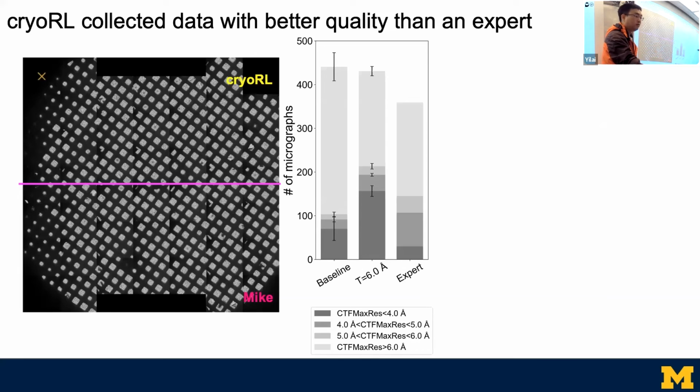we can see that cryo-RL performs much better than the expert and much better than the baseline. And the expert actually failed to identify the squares which contain CTF resolution below 4 angstroms. So it performs even worse than the baseline because the expert did not have the global information when starting the data collection here. Whereas cryo-RL has the global information with all the candidate hole predicted CTF values. So it's able to efficiently accumulate the micrographs with high quality.